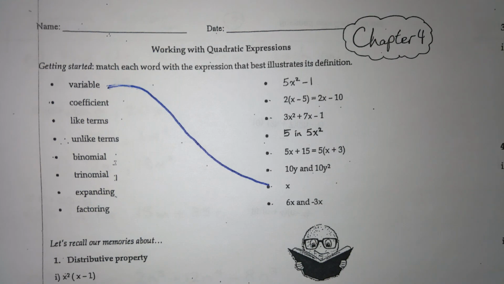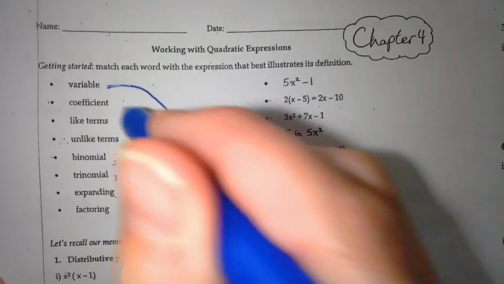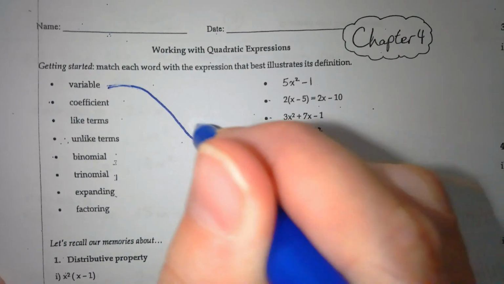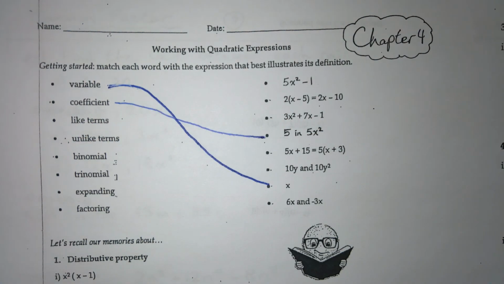Coefficient. Andy, what are coefficients? The number beside the letter. Yeah, the number beside the letter or in front of the letter. So in this one, the 5 in 5x squared.